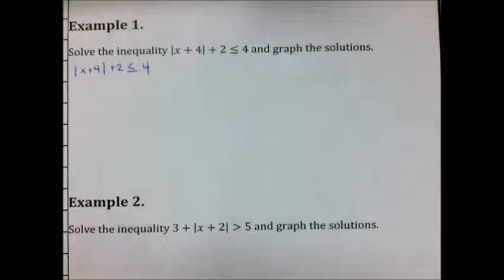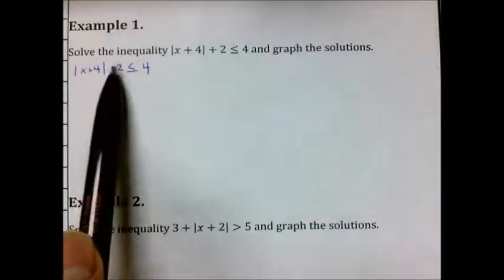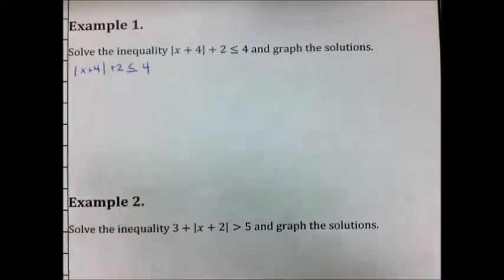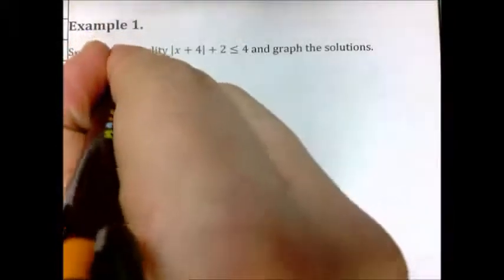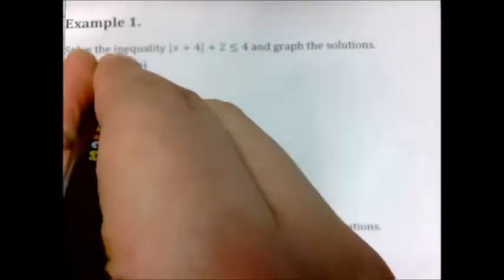Okay, so the very first thing that we need to do is isolate the absolute value. We see the absolute value is being added by 2, so we need to subtract 2 from both sides first. From both sides of the inequality, and we'll be left with the absolute value of x plus 4 is less than or equal to 2.